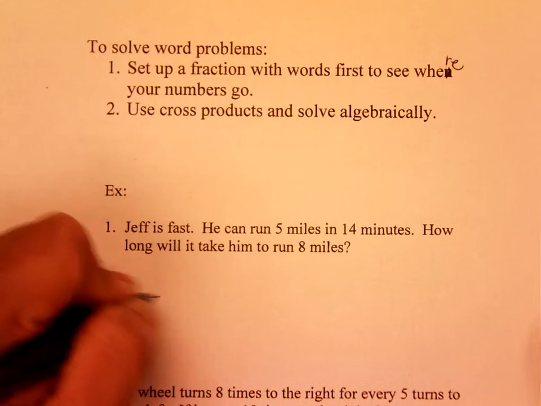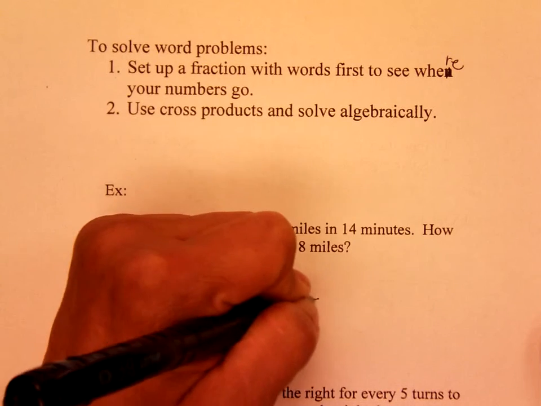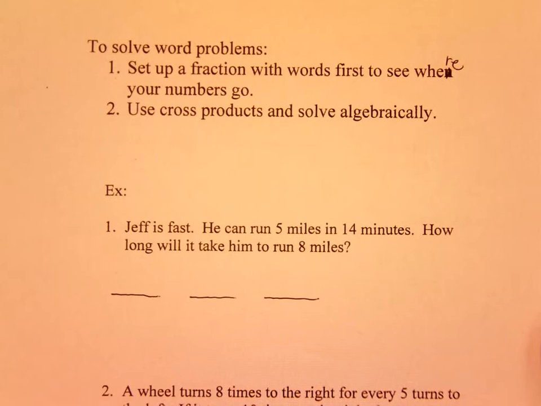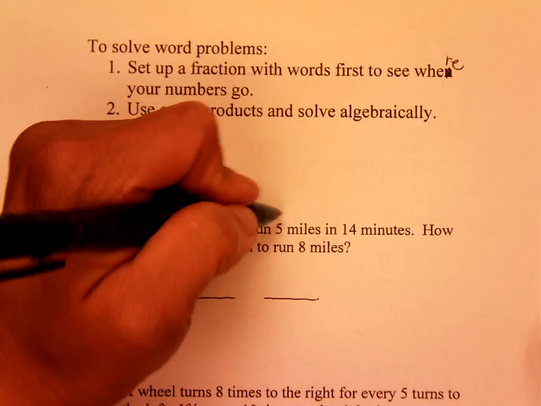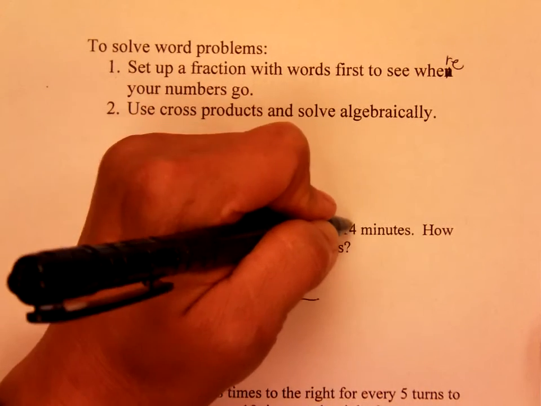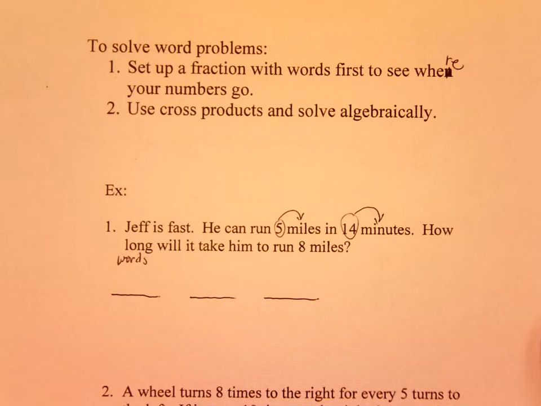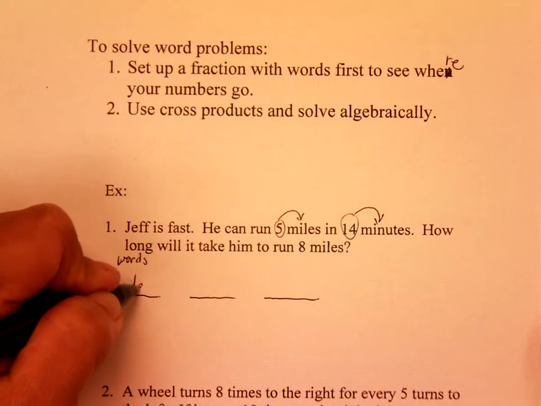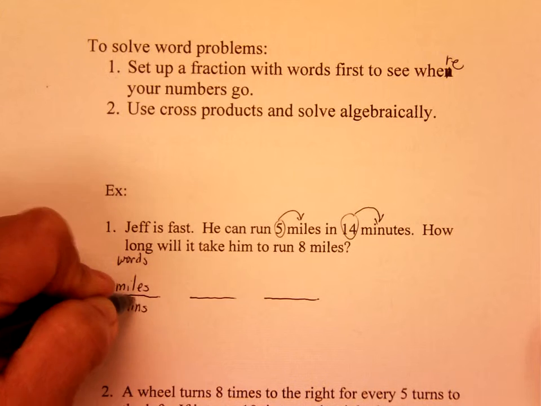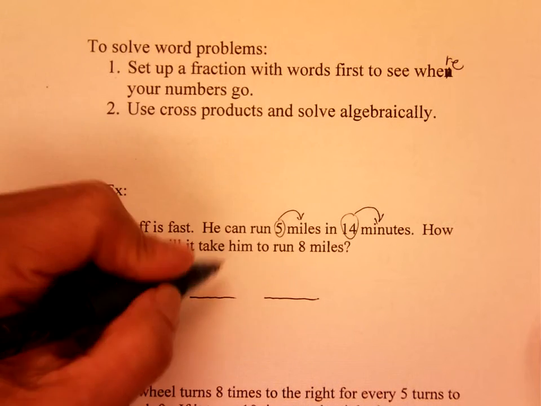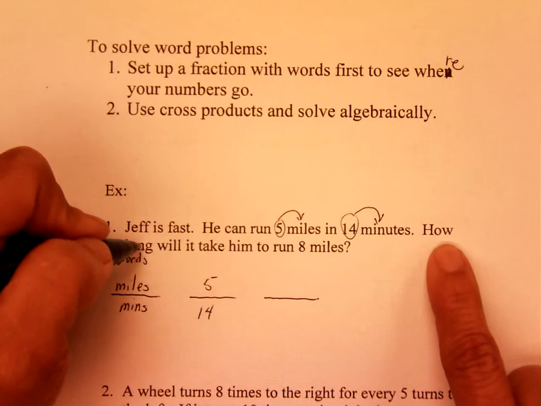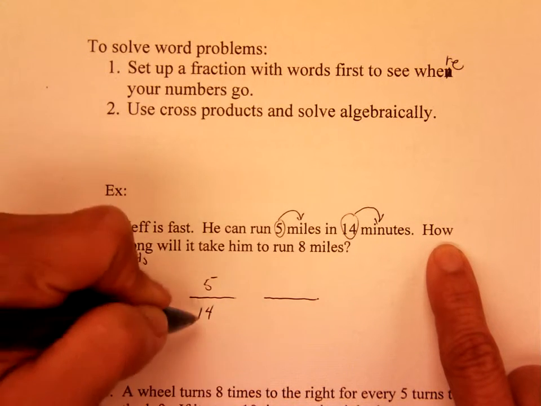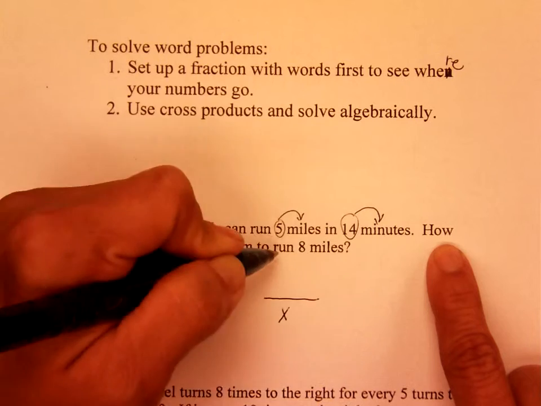So here you make your 3 fraction bars. We've done problems like this. First one is your words. Remember, your first fraction bar is your words. So you look at the number, and usually the word right after it is what your words are. So it's miles. You're comparing miles and minutes. Then here you have 5 miles, 14 minutes. Now look at your question. It says how long, which is your minutes, is your x, will it take him to run 8 miles?